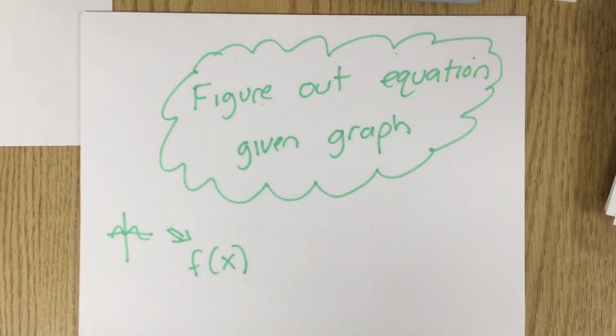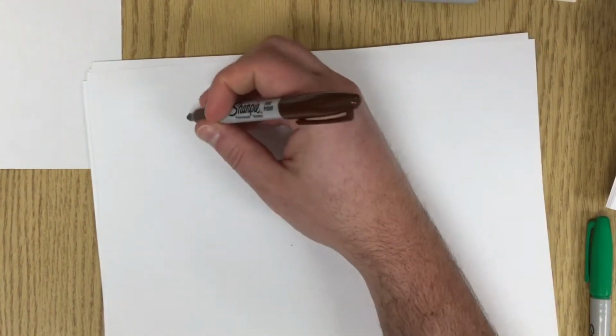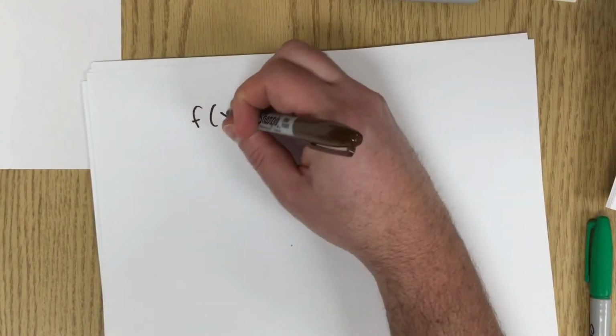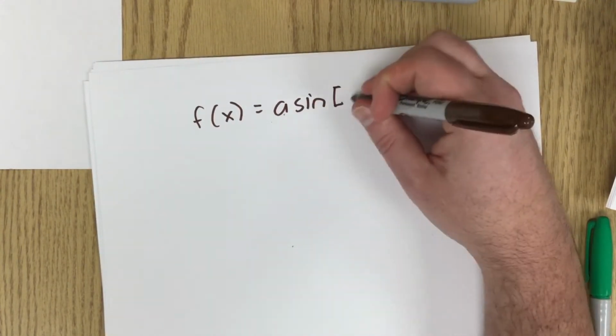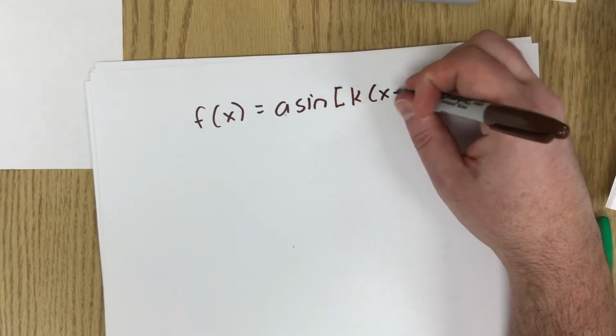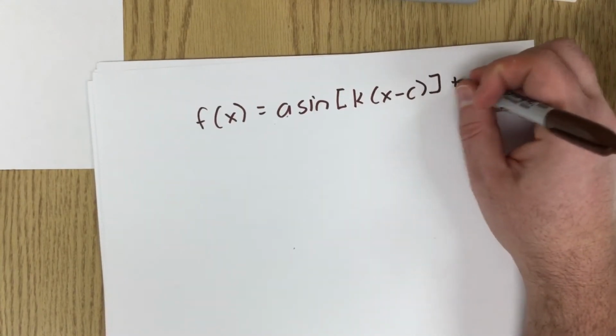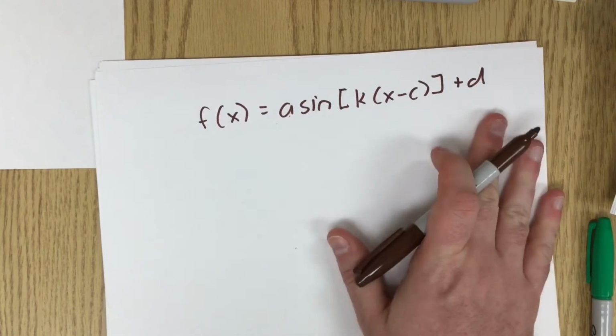So now what we're going to do is you're going to be given a graph, and we're going to figure out what the equation is from that graph. Before we start, I'm going to give some formulas. So we know that the general form of the sine equation is f of x is a sine k x minus c plus d. So that's just the transformations.